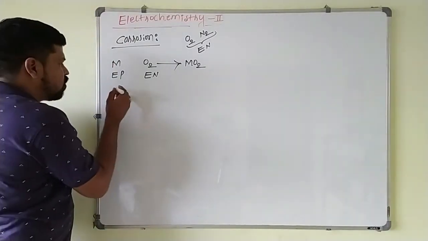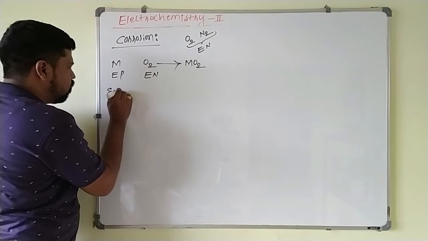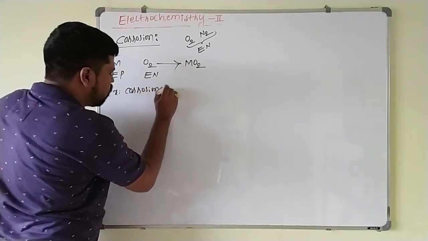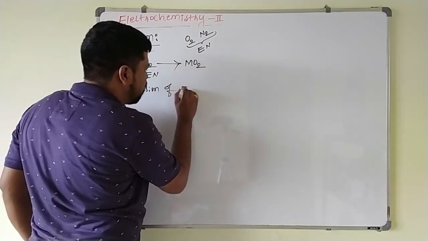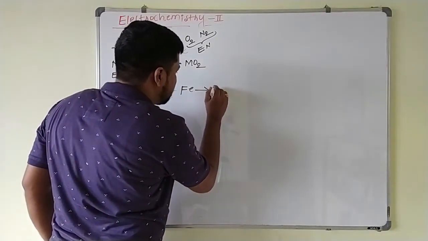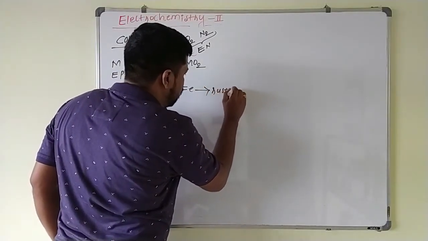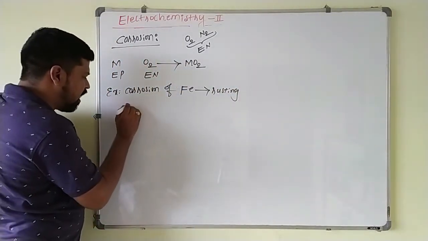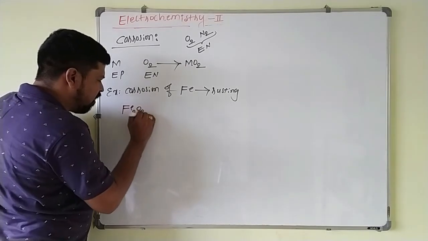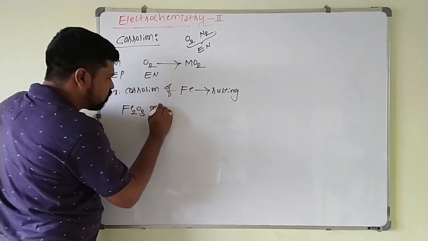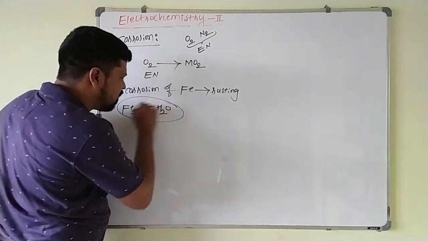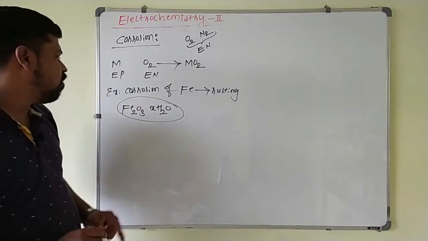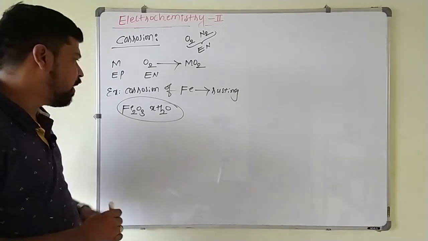So, corrosion of iron. Example, corrosion of Fe is called rusting. So, what is the composition of rust here? Composition of the rust is hydrated ferric oxide, Fe2O3 x H2O. So, this is the composition of rust here. Now, we will see how this ferric oxide is formed, the mechanism.